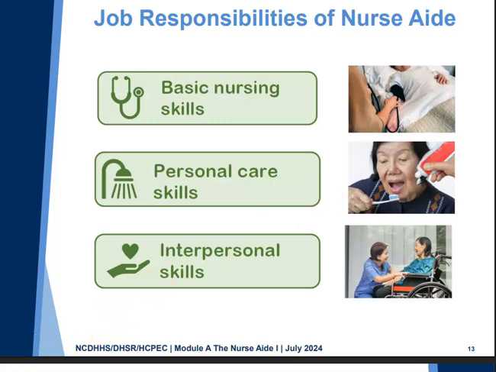Okay, some of your job responsibilities would be basic nursing skills, personal care skills, and then interpersonal skills. Basic nursing skills, as the picture kind of depicts, would be your vital signs, pulse, respirations, blood pressure, making sure you know what your patient's pain level is. When you become a nurse aide, wherever you work, they'll teach you more about doing oxygen saturations and things like that. Personal care skills, I always tell people that's what you do for yourself every day. You brush your teeth, you comb your hair, you take a bath or shower, get yourself dressed. And then interpersonal skills is how you interact with other people, how you make them feel comfortable, understood, important, things of that sort.